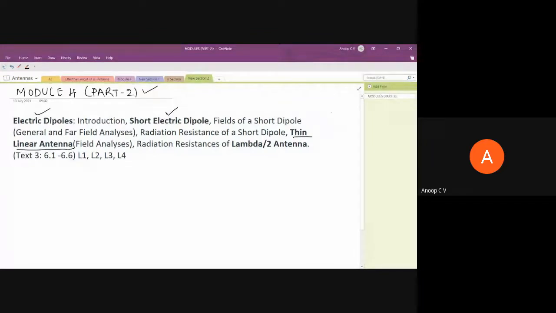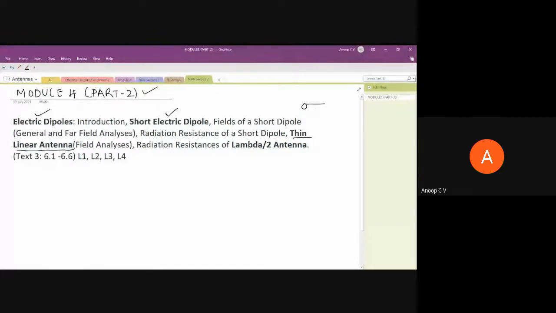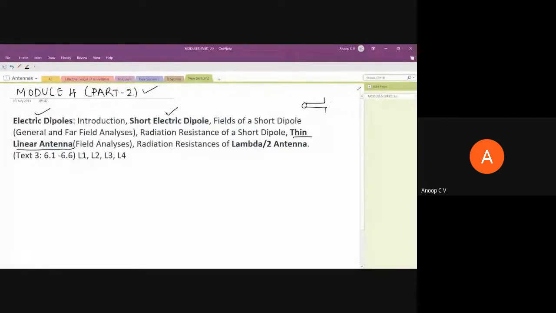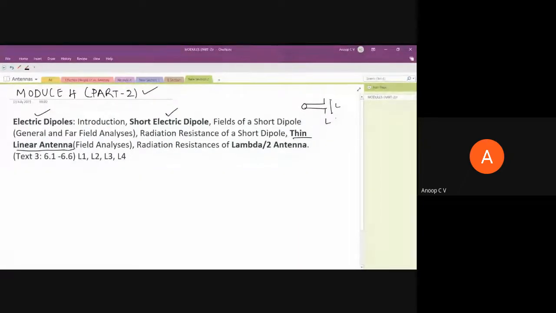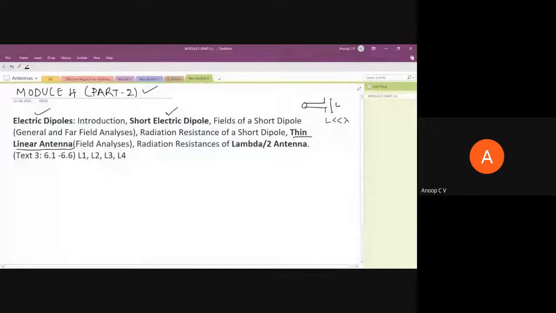So a short electric dipole is a very short conductor. If you have a balanced transmission line opened up, which has some length L, that is called a short dipole if the length is much less compared to the operating wavelength. Practically, a short electric dipole as such does not have any applications, but it's always good to start our discussion of thin linear antennas with short electric dipoles.